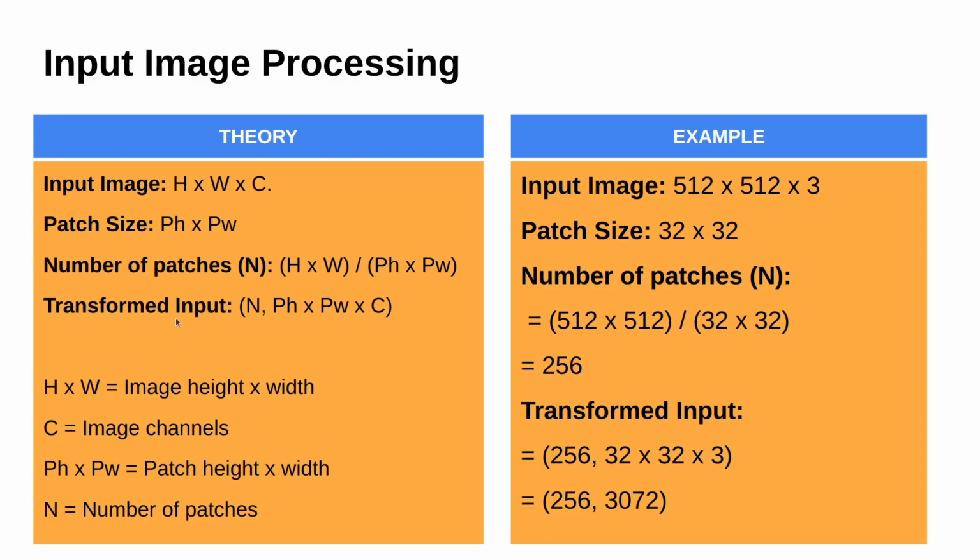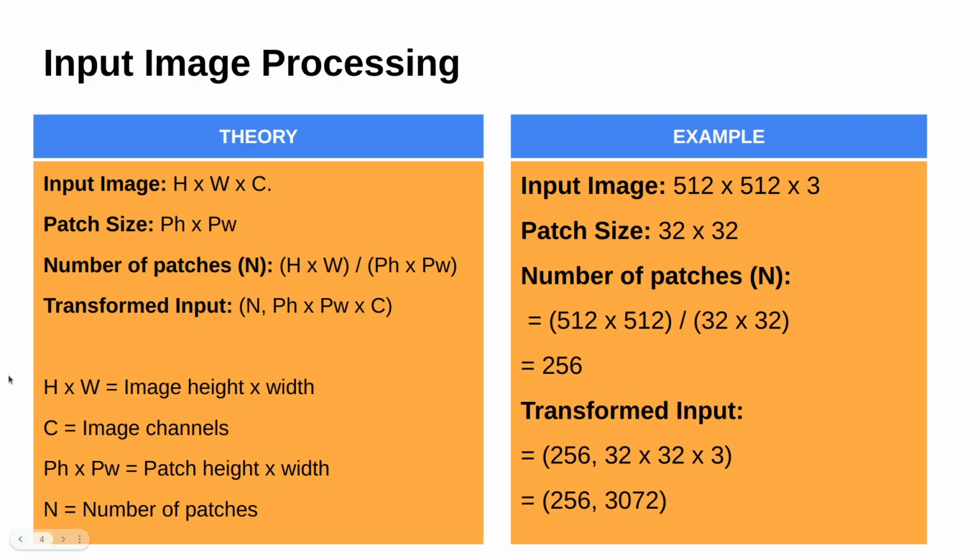Now last we have the transform input, which we are going to give to our ViT. So that would be n: first the number of patches, then patch height multiplied by patch width, then number of channels. So in our example, the transform input would be 256, that is the number of patches, then 32, that is the patch height, 32 patch width, and 3 the number of channels in our input image. And this would become a flattened input of size 256 by 3072.